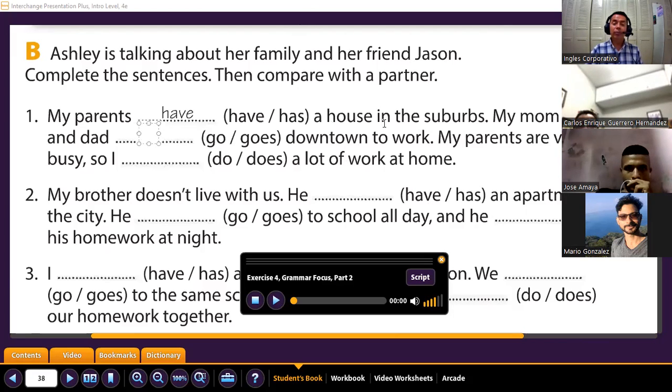Porque es plural. It's plural. Okay? Because it's plural. So we say, my mom and my dad go downtown. Van al centro a trabajar, right? Go downtown to work. My parents are very busy, so I do or I does? I do. Do, correct. I do a lot of work at home.